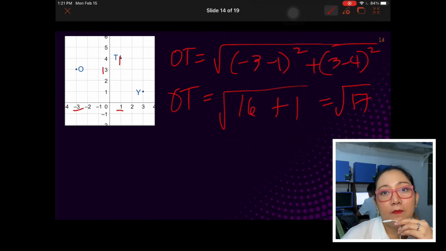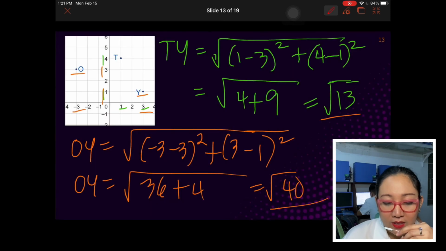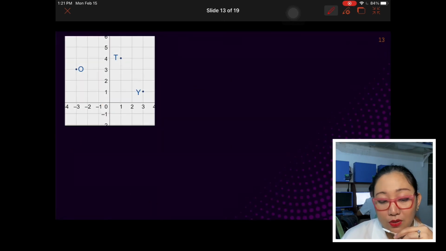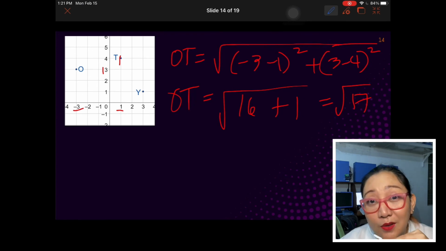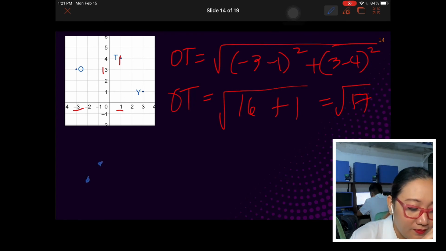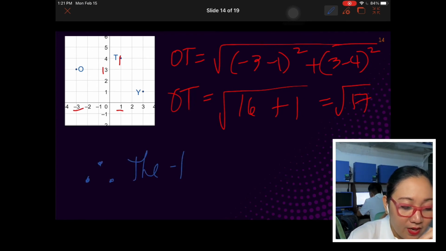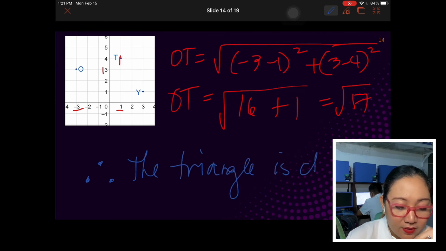Balikan natin yung mga values natin. Meron tayong square root of 13, square root of 40, at saka square root of 17. As you can see, magkakaiba po ang kanilang values. So, anong klaseng triangle yung nabuo natin? Therefore, the triangle is scalene.